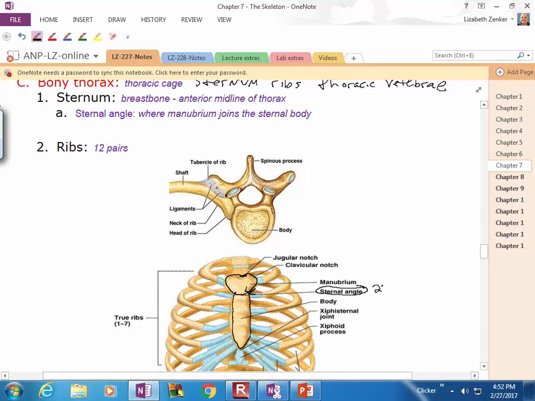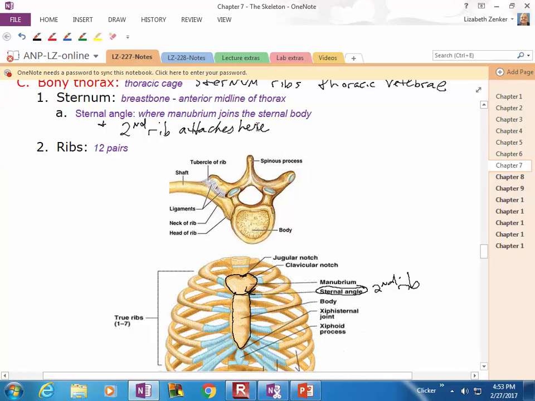And this area right here between the manubrium and the sternum is called the sternal angle. And this is where the second rib articulates. Okay, that's where the second rib attaches. So the sternal angle is where the manubrium joins the sternal body and the second rib attaches here. If you were looking at the sternum on the skeletons, you would see that and be able to see where that second rib comes in.